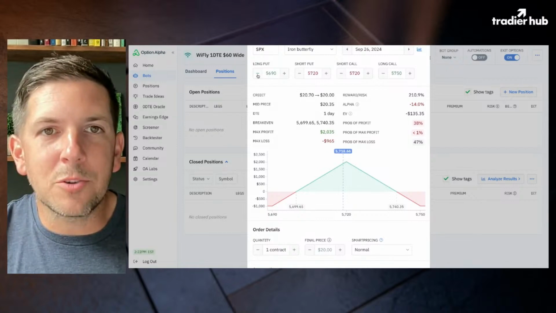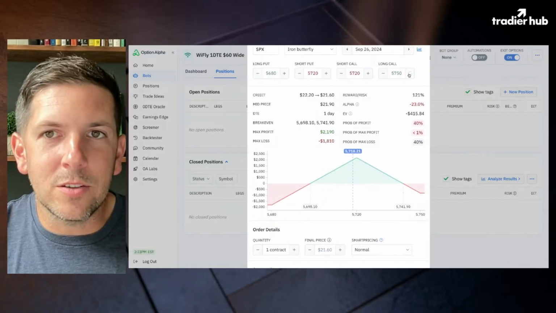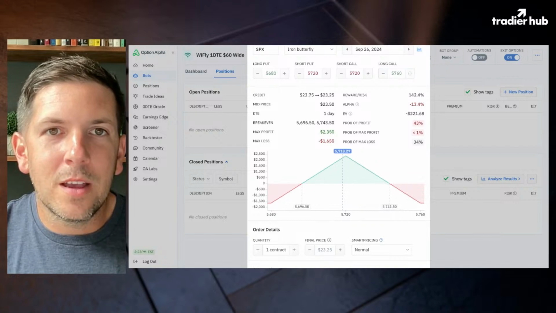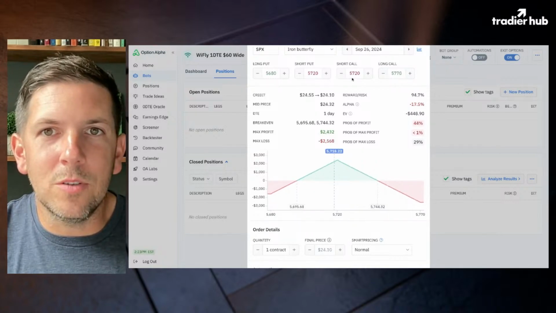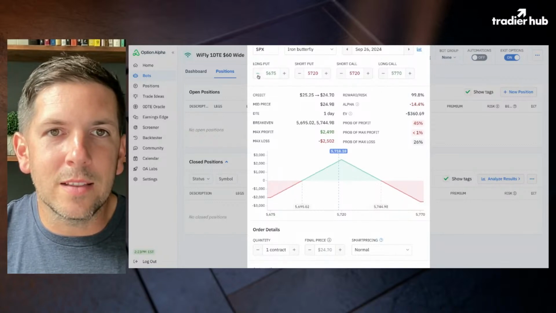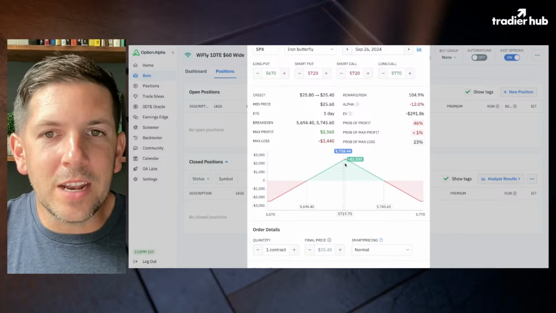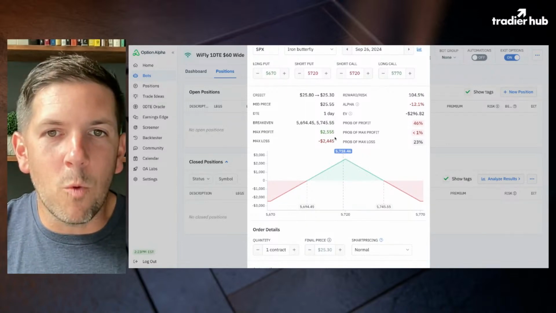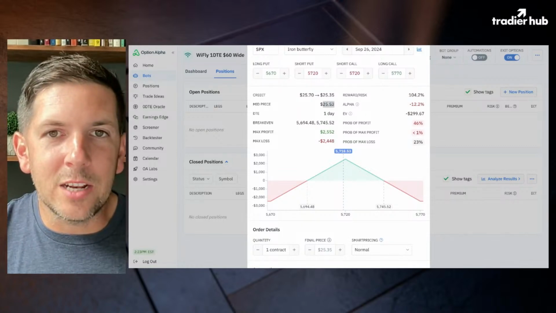Now, if you wanted to capture more premium, you'd have to go even further out on these ends. So if we move these out here, another big grouping. What is this? If we move this out, that would be $50 on that side, and let's go out $50 on this side. Now you're going out $50. You're still about 1 for 1 reward to risk ratio, but now you're taking in $25.